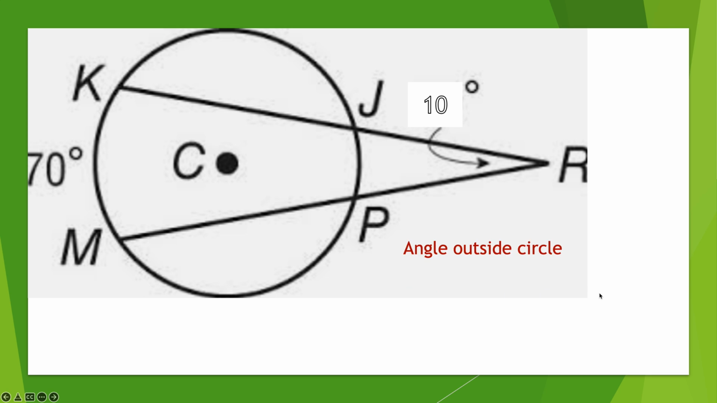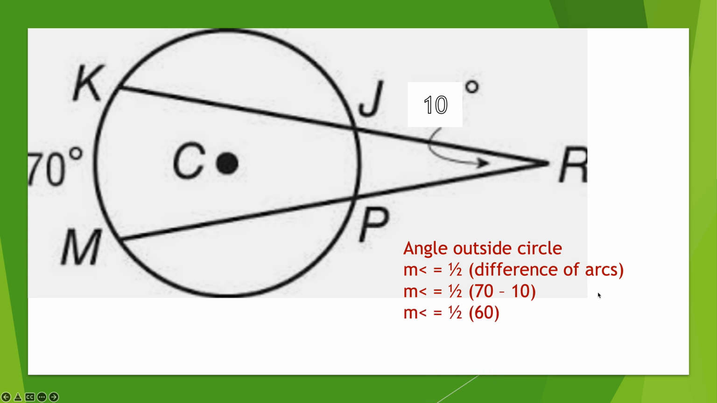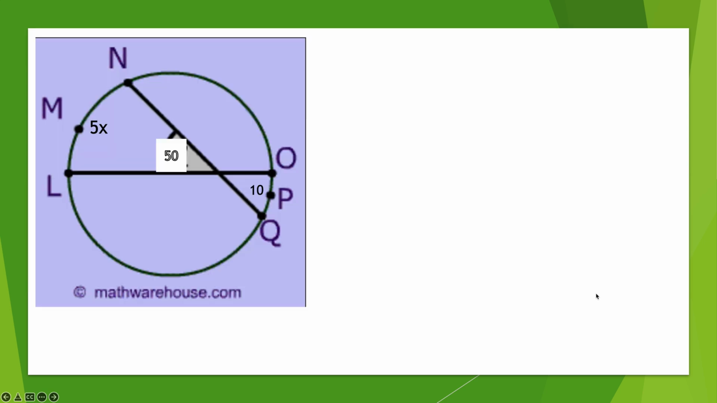Okay, so the angle's outside the circle, so the measure of the angle is half the difference in the arcs. The measure of the angle is 1/2 of 70 minus 10, which is half of 60, which is 30. And our last review of part of the lesson from last week.